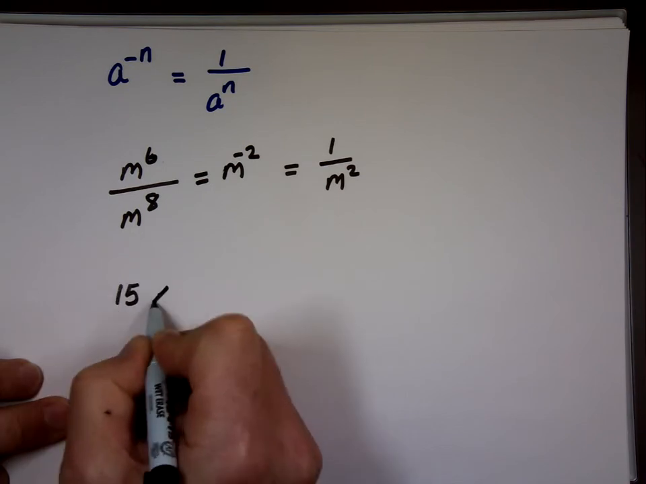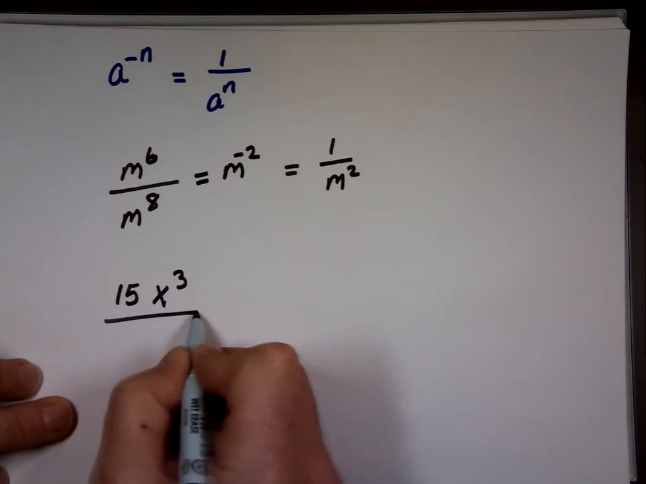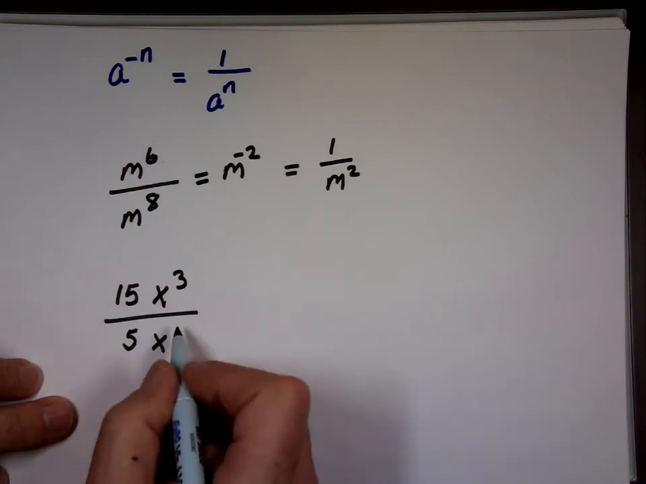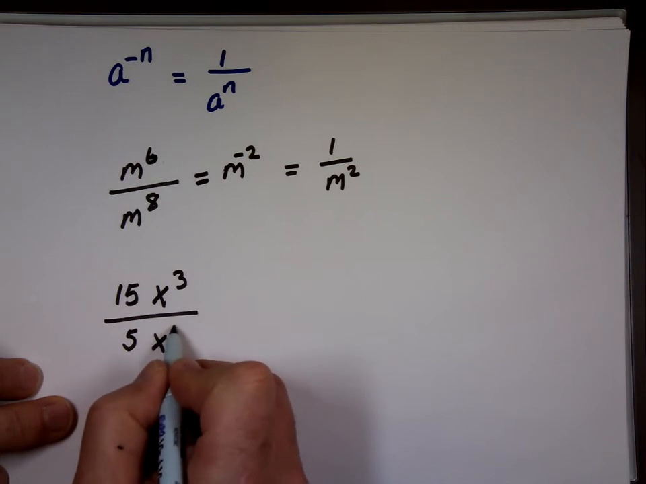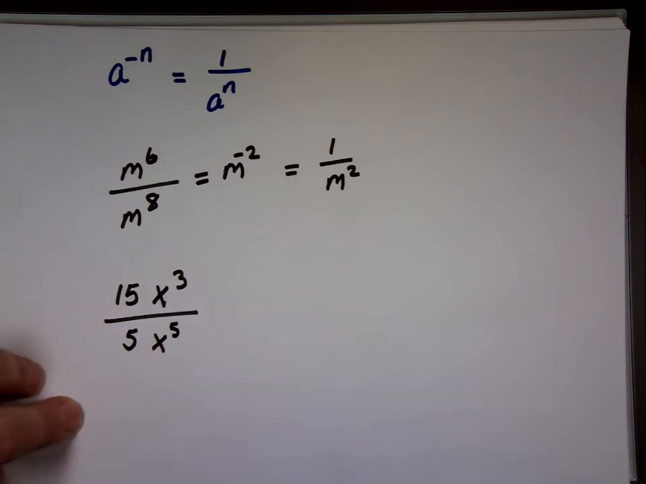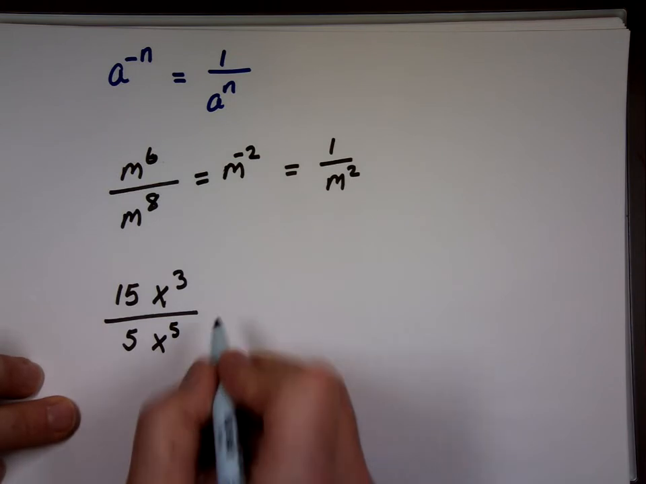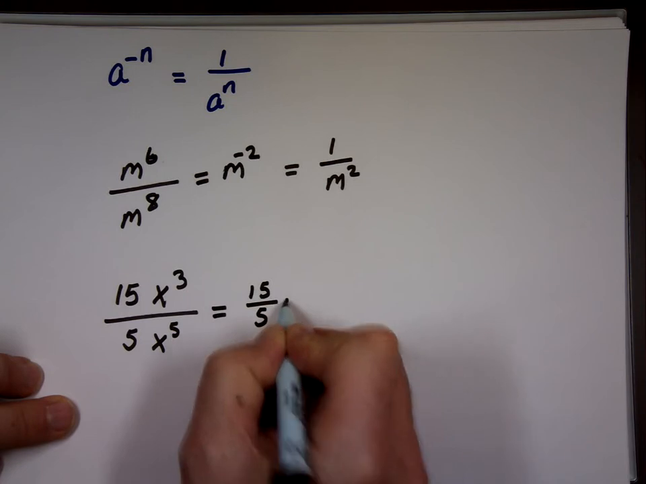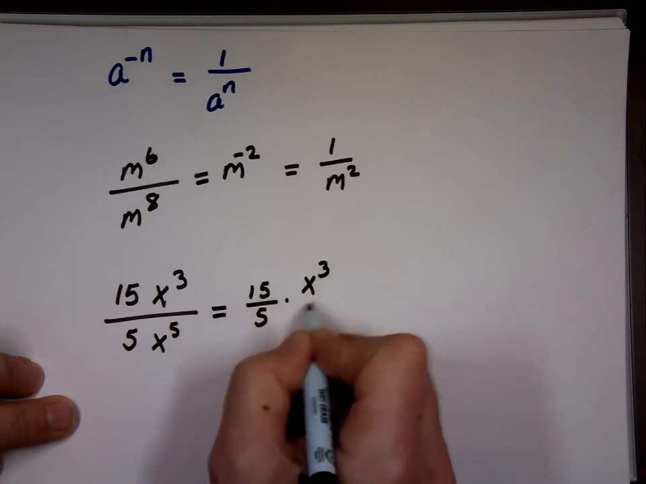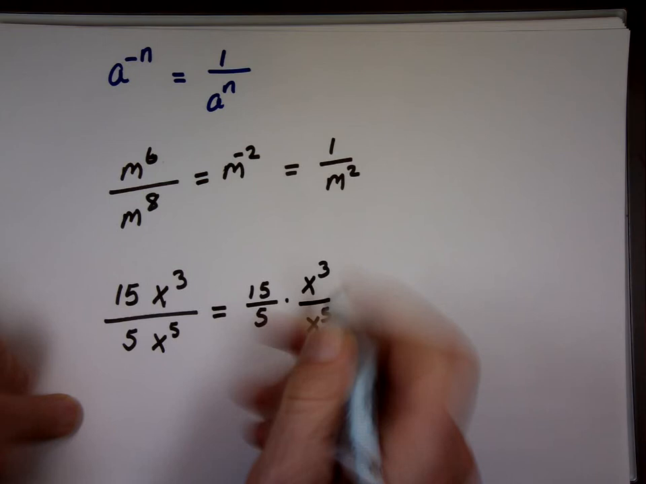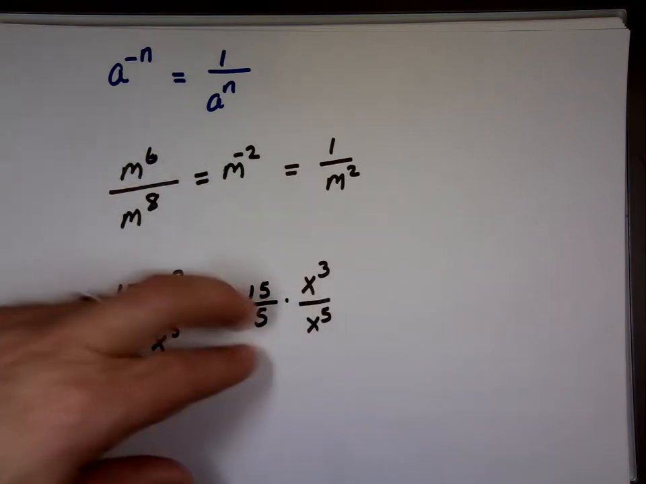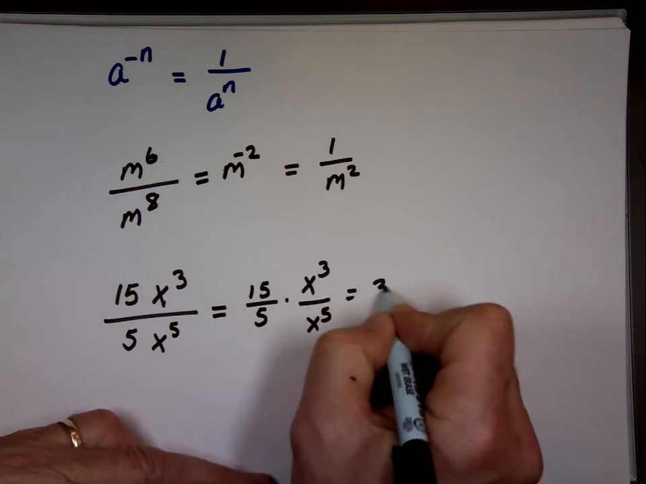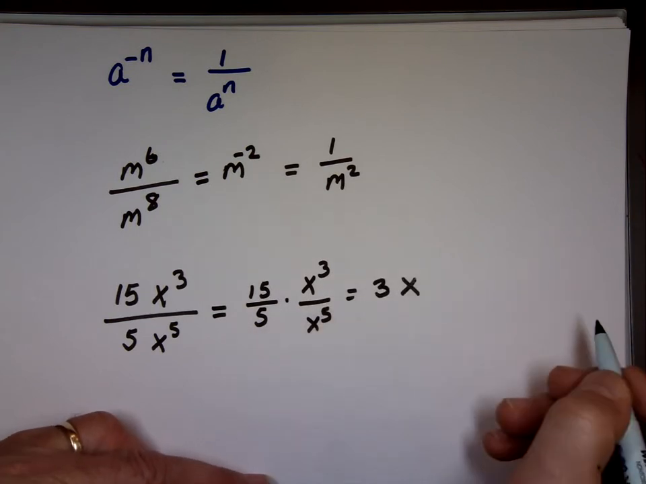15x to the third over 5x to the 5. Let's simplify that again. It's 15 over 5 times what? X to the third over x to the fifth. Taking that extra step is very helpful to see you divide these numbers. What's 15 over 5? 3. And x to what power? Negative 2.